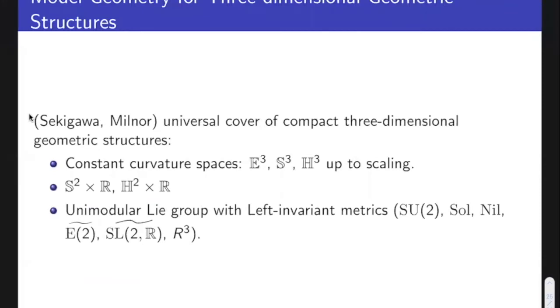So how do we even begin to classify three-dimensional geometric structures? We can start from this result by Seifert-Milnor, which says that the universal covers of compact three-dimensional geometric structures are given by the following. Either it is a constant curvature space up to scaling, or S2 cross R, H2 cross R up to scaling, or a unimodular Lie group with left-invariant metrics. And the result of Milnor shows that these unimodular Lie groups are precisely one of the following: SU(2), Sol, Nil, the Heisenberg group, E(2), the rigid motions of the Euclidean plane, and I think you know what SL(2,R) and R3 are. Any questions about this slide?